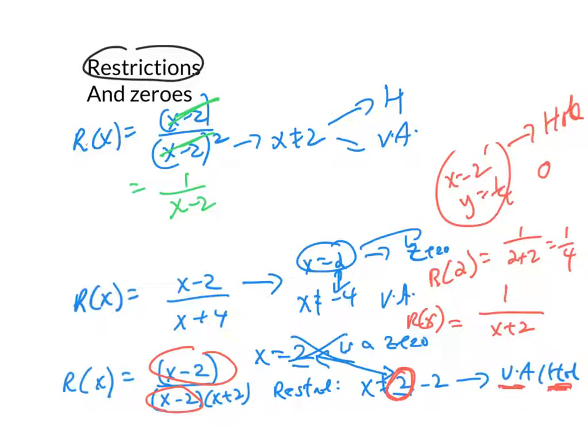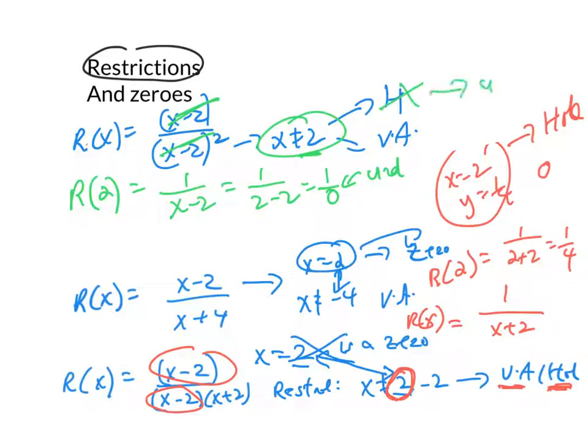But you have to be careful because, as I said, if there's a hole, you need to get a y value. So let's just substitute 2, the potential hole, into here, and what do we get? We get 1 over 2 minus 2, which is 1 over 0. This is not a y value. This is actually undefined. So what does that say about this restriction in terms of what it looks like? It is not a hole because it didn't give us any y values. It is a vertical asymptote.